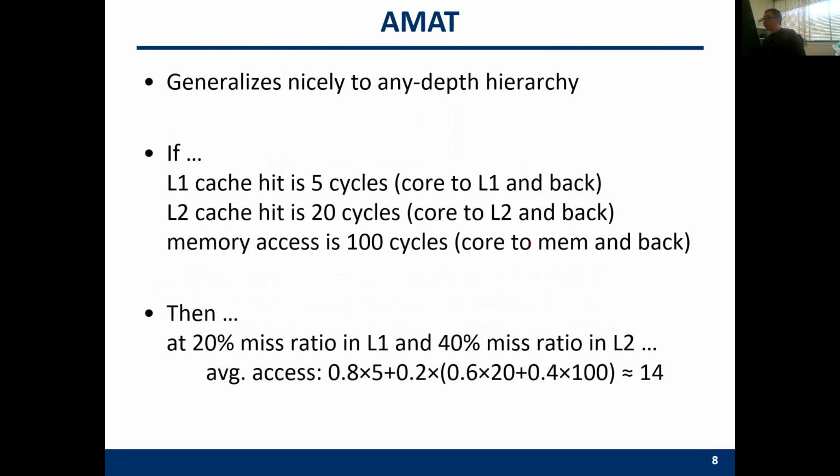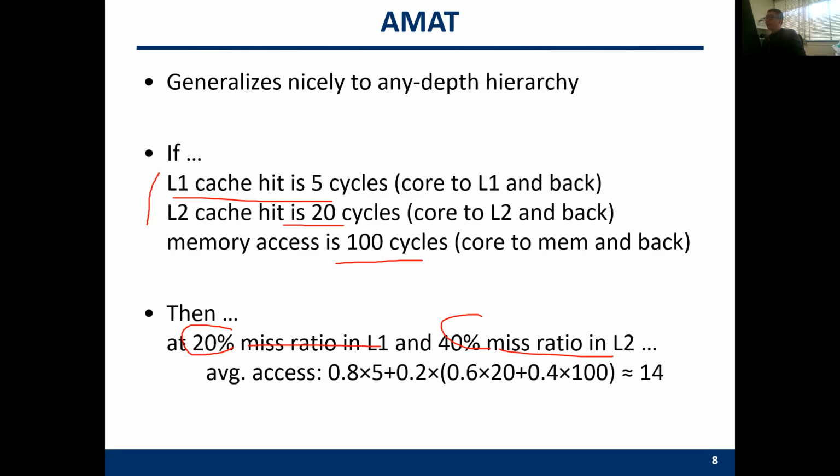Again, sometimes we have a multiple level cache. Not only the L1 cache, we also have an L2 cache. So I extend this model into 2-level caches. If the L1 cache latency is 5, L2 is 20, memory access is 100. If I have a 20% miss ratio in the L1, 40% miss ratio in the L2. What's the average memory access latency?